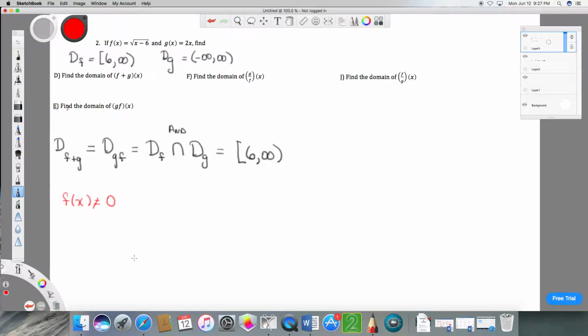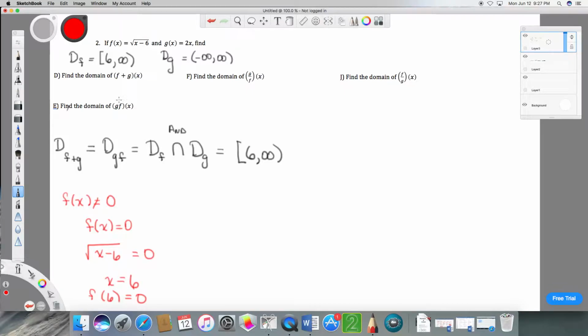But in order to figure out what x would cause an output of 0, we temporarily say, okay, let's let f of x equal 0. And f of x, of course, is defined to be the square root of x minus 6. So if you square both sides and add 6, it's obvious that 6 minus 6 gives us 0. So f evaluated at 6 is 0. And remember, we don't want that to happen. So we have to exclude 6 from the domain.